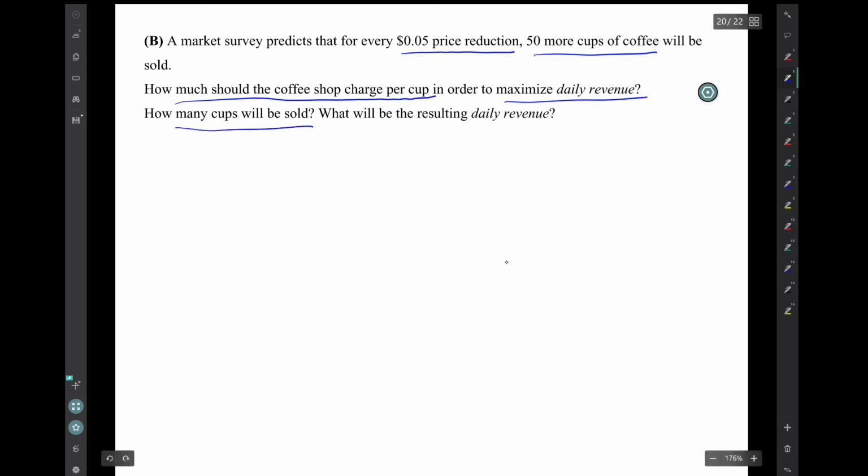And how many cups will be sold? And what will be the resulting daily revenue? Well, the solution to this is actually kind of interesting. Let's think about the number of times we reduce the price by 5 cents.